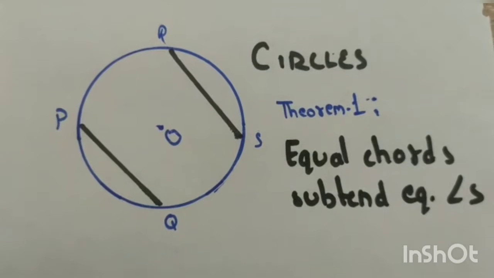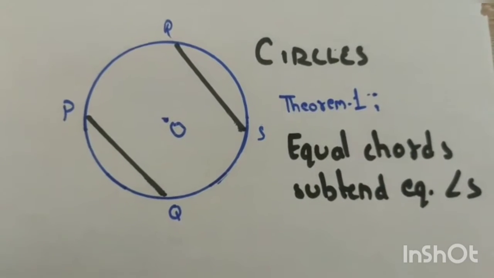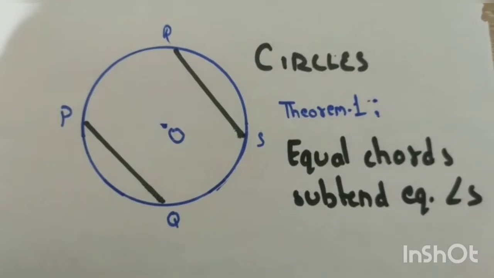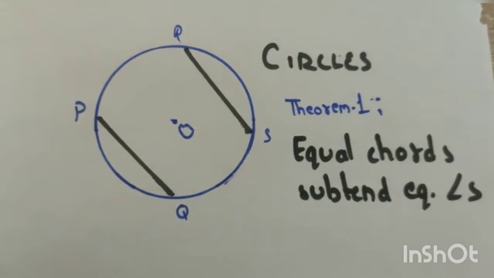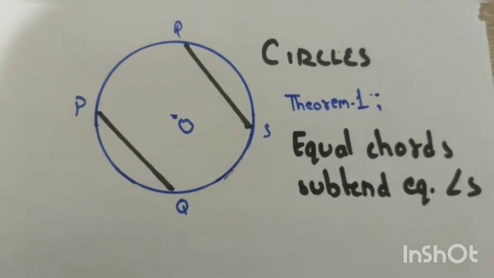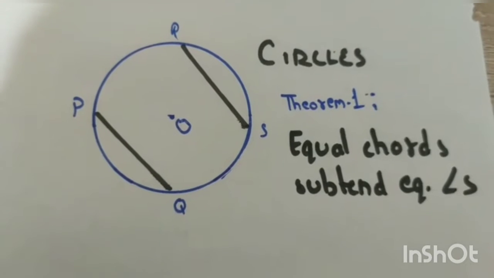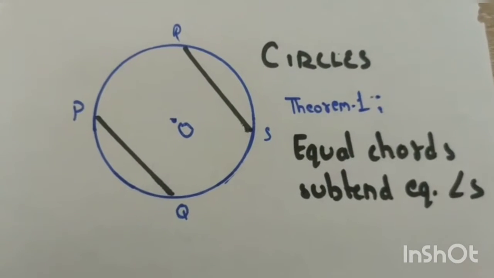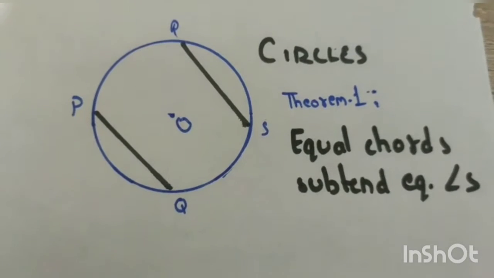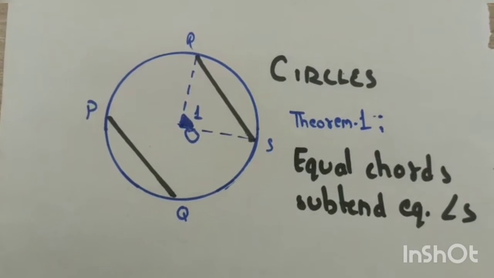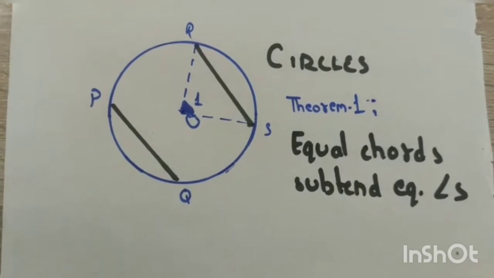And here comes our first theorem, which says that equal chords of a circle, or maybe of congruent circles, will subtend equal angles at the center. What does this mean? If we draw two equal chords, which we already had drawn, that is PQ and RS, then the angle subtended by it. Now what is the angle subtended? It means nothing but the angle produced by taking the endpoints of the chords and joining it to the center of the circle.